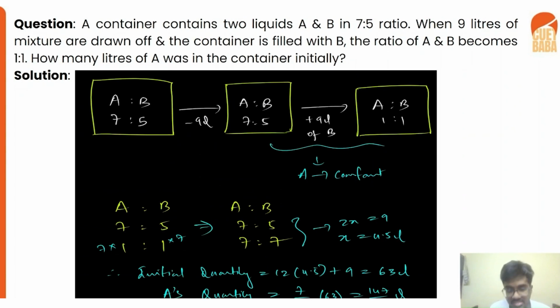A container contains 2 liquids A and B in the ratio 7:5. When 9 liters of mixture are drawn off and the container is filled with 9 liters of B, so the same thing. They did not mention how much is being added. So it's the same thing. The ratio of A to B becomes 1:1. How many liters of A were there in the container initially? So the similar sort of thing again.